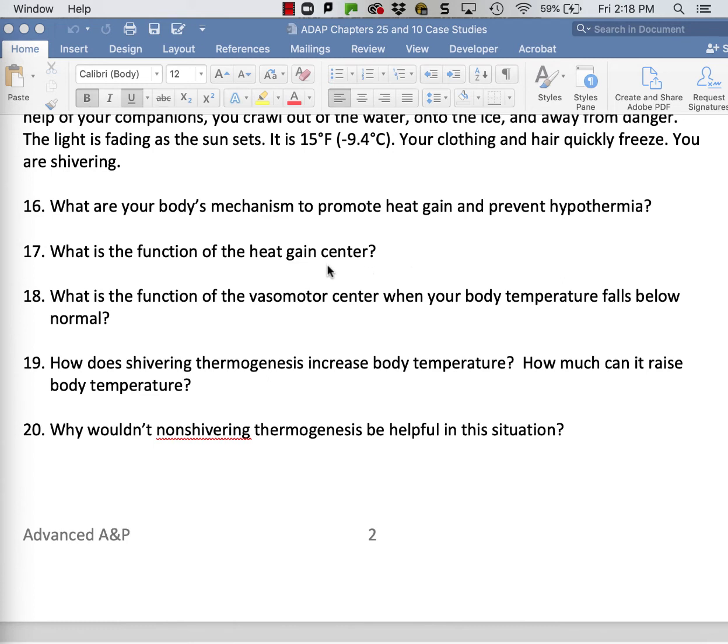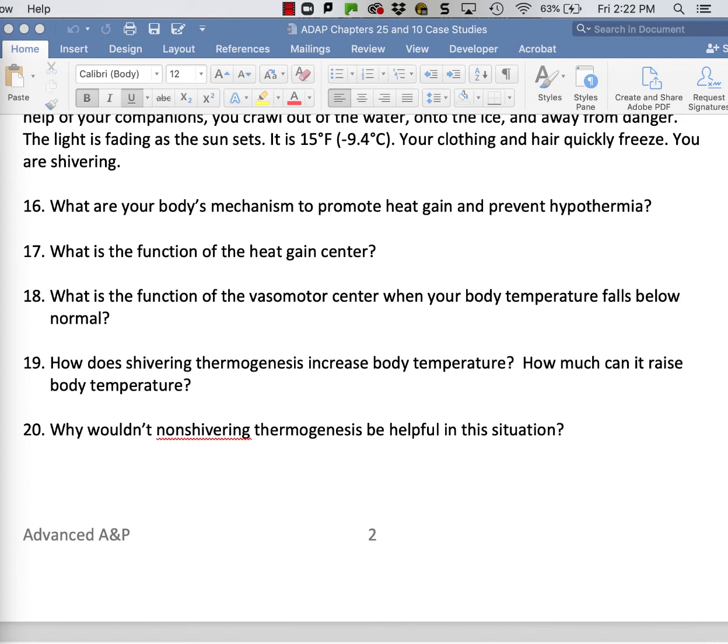So what is the function of the heat gain center? The heat gain center prevents hypothermia. It is going to activate the sympathetic nervous system, which will decrease blood flow to the dermis as it vasoconstricts those blood vessels, and then it diverts the blood to the deep veins to trap the heat in the core.